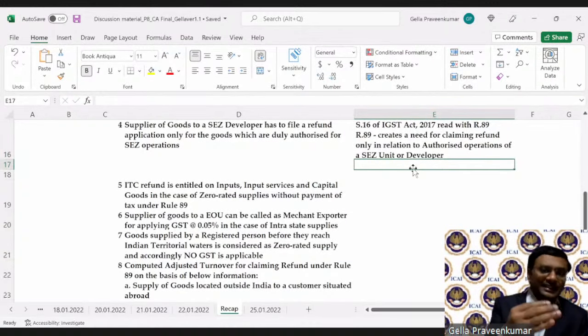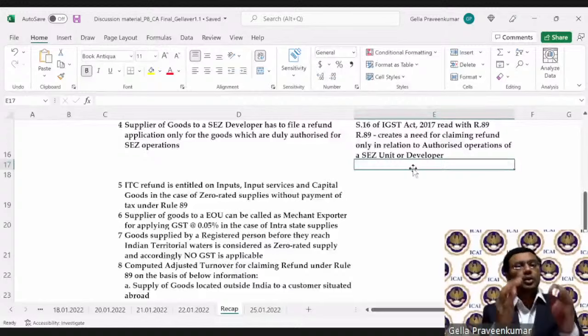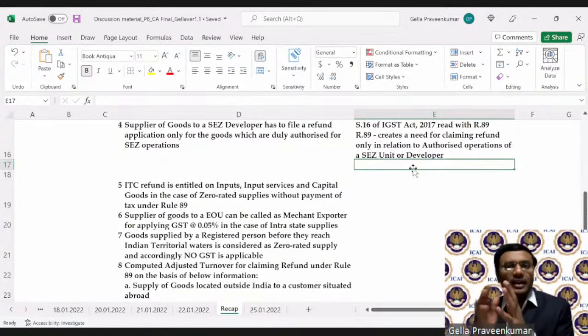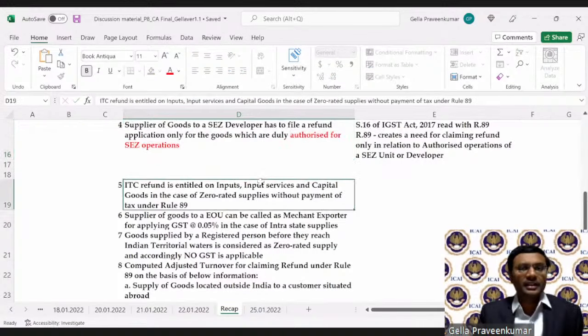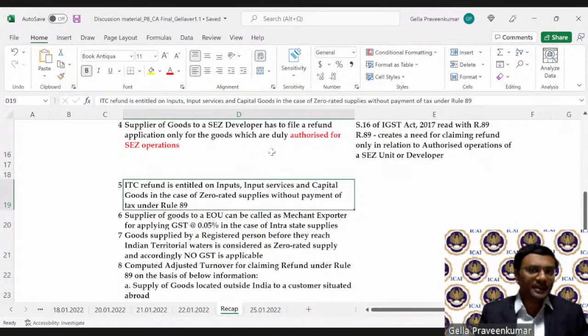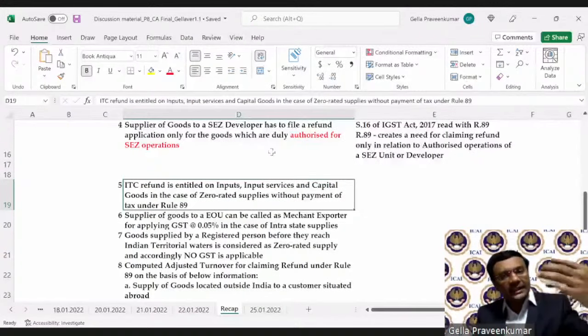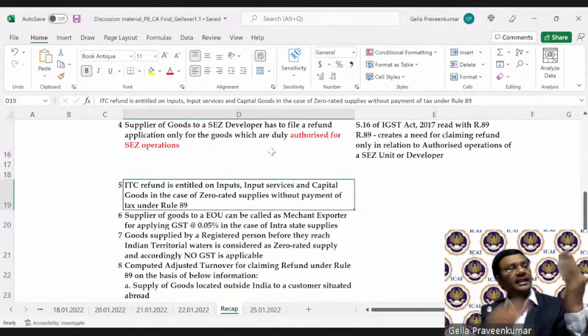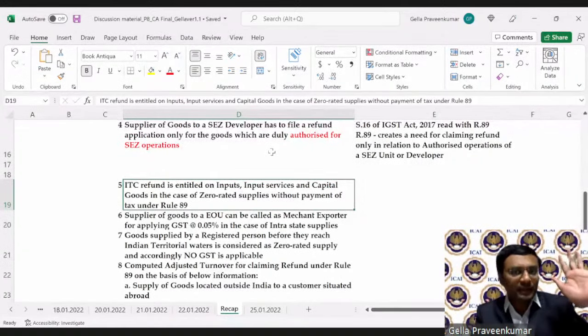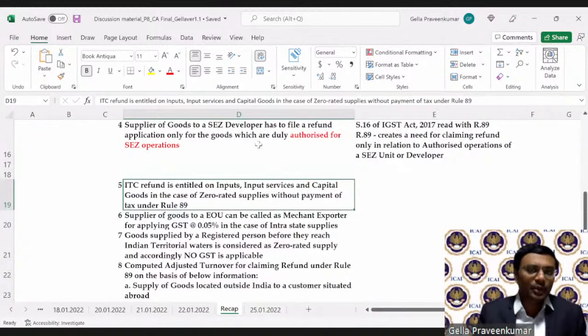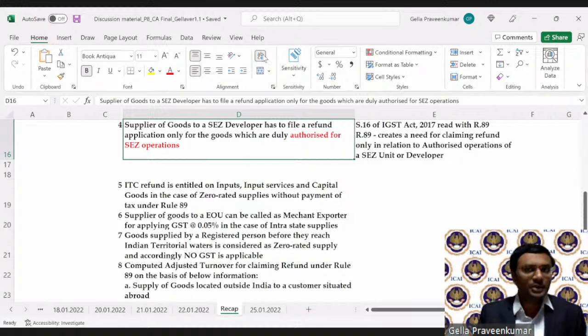When a registered person files a refund, those goods and services should be meant for authorized operations. If it is not meant for authorized operations, refund is not entitled. So here, I draw your attention to these authorized operations. When we say it is meant for authorized operations, the invoice will be authorized where there is an endorsement by a SEZ officer. So this is one point which is to be examined under Rule 89. This is with respect to question number 4.